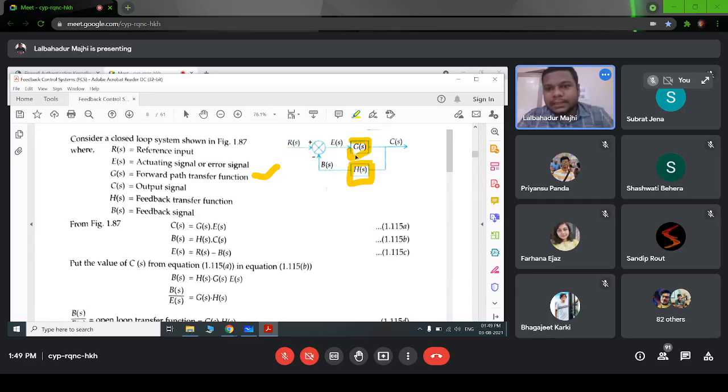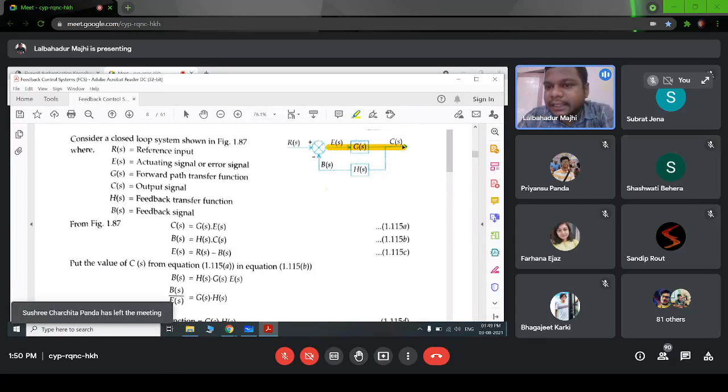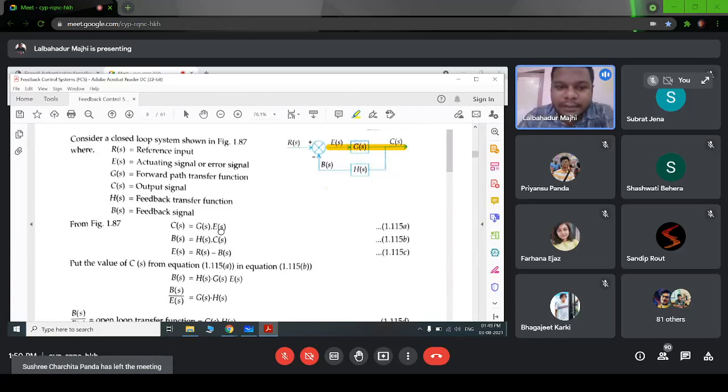So from this diagram, we can write C of S, our output, right? Considering only this line, C of S is the output, which will be equal to E of S into G of S. Clear? These are in a straight line, so the signal and this coefficient give the output. So we can write C of S is equal to G of S into E of S.